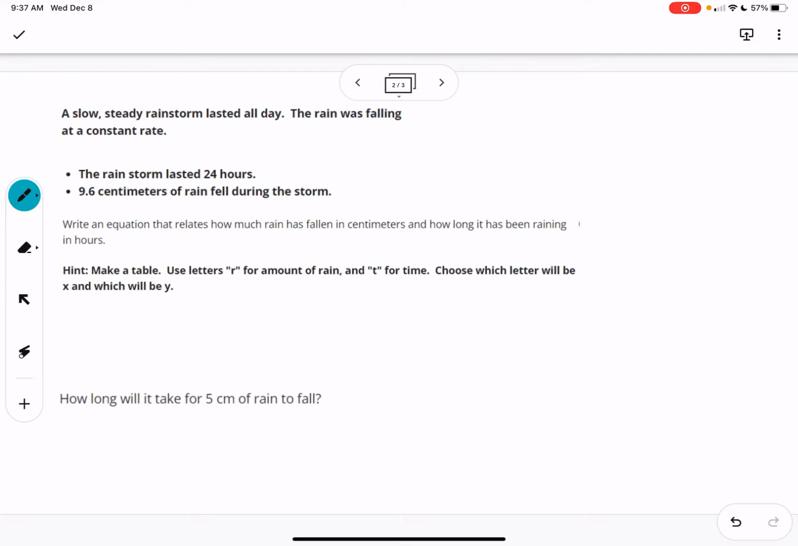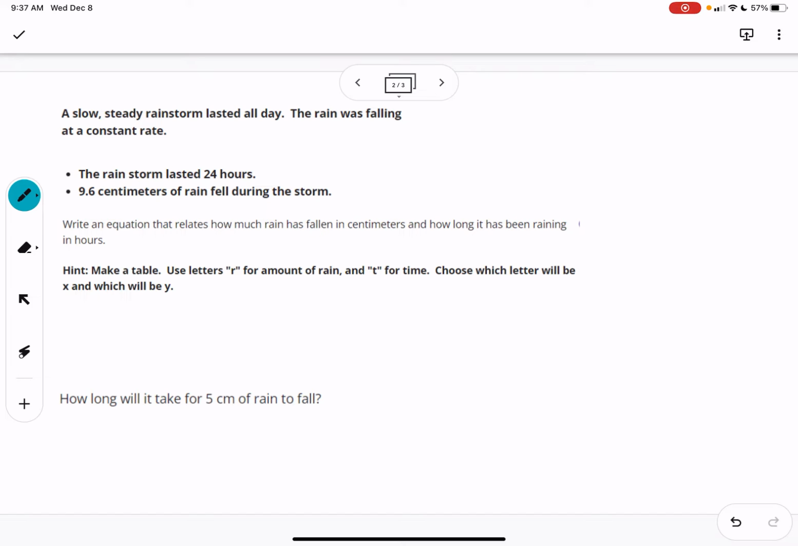Okay, so let's look at the next one. Here we're talking about a slow, steady rainstorm that lasted all day. The rain was falling at a constant rate. So the information you're given here is that the rainstorm lasted 24 hours, and in that 24 hours, 9.6 centimeters of rain fell during the storm. That's really all the information that you need for this.